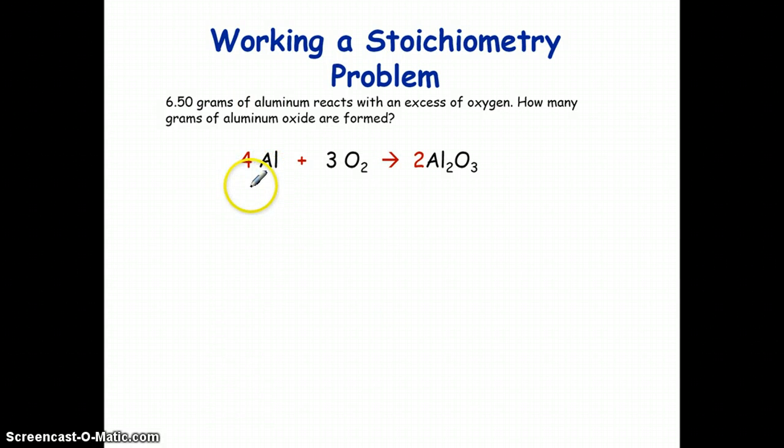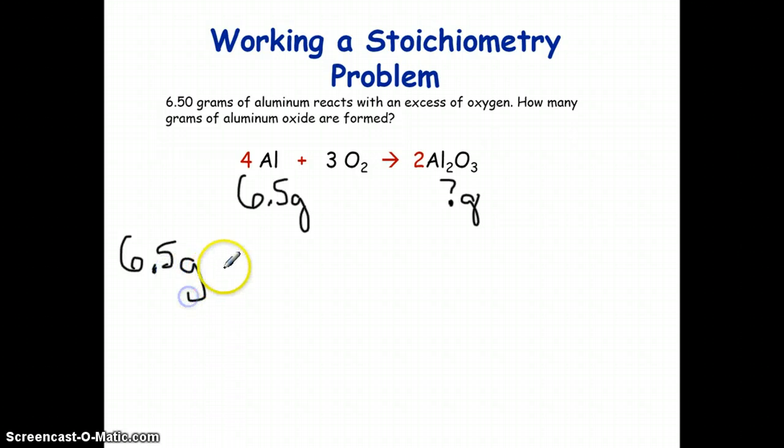Okay, so I always like to start my problems by writing what I have underneath. All right, so I know that I was given 6.5 grams of aluminum, and I'm trying to find out how many grams of aluminum oxide was made. Okay, so these will just be my reminders up here. All right, so you're going to start with what you're given. You always start with what's given.